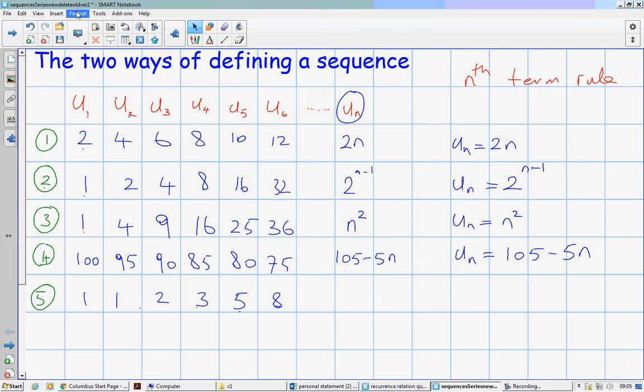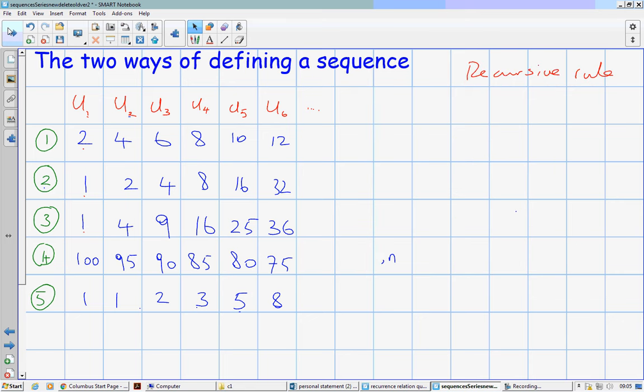Okay, so that's the one way of expressing a sequence in terms of an nth term rule. And as we can see in number 5, the Fibonacci numbers, the nth term rule is not terribly easy. Okay, that's not an nth term rule.